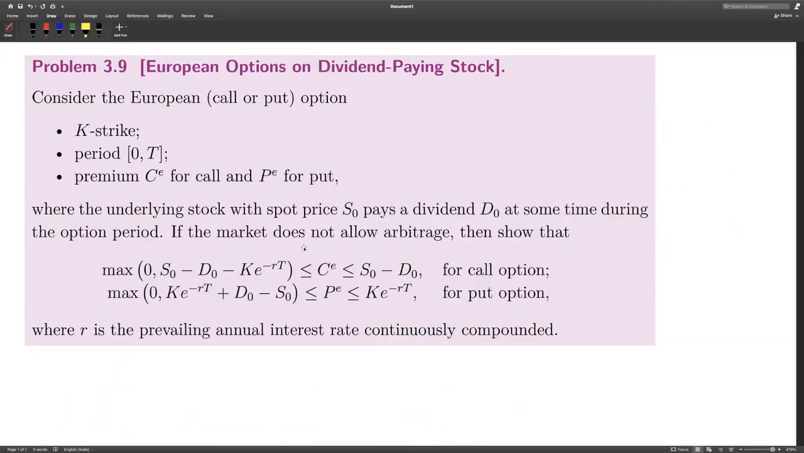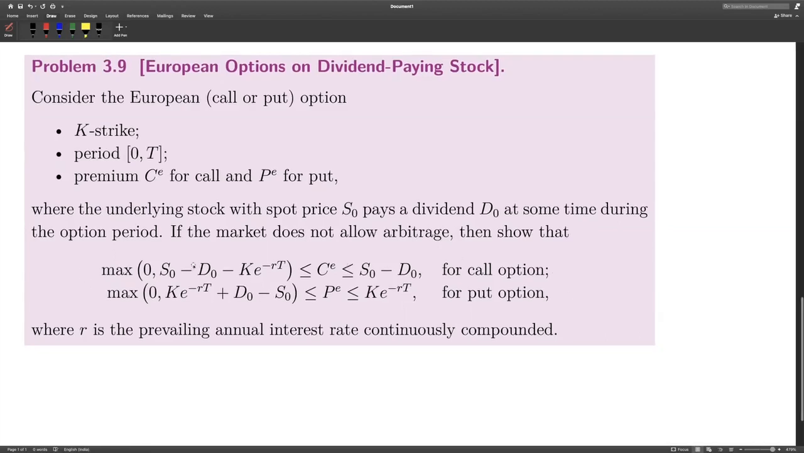Our next task is to remove our restriction on non-dividend paying stocks and establish the upper and lower bounds for the European option on dividend paying stocks. Again, consider a European put or call option. Now we remove the no dividend restriction and say that the stock may pay dividend D naught at some time during the option period. Then the bounds are given like this.